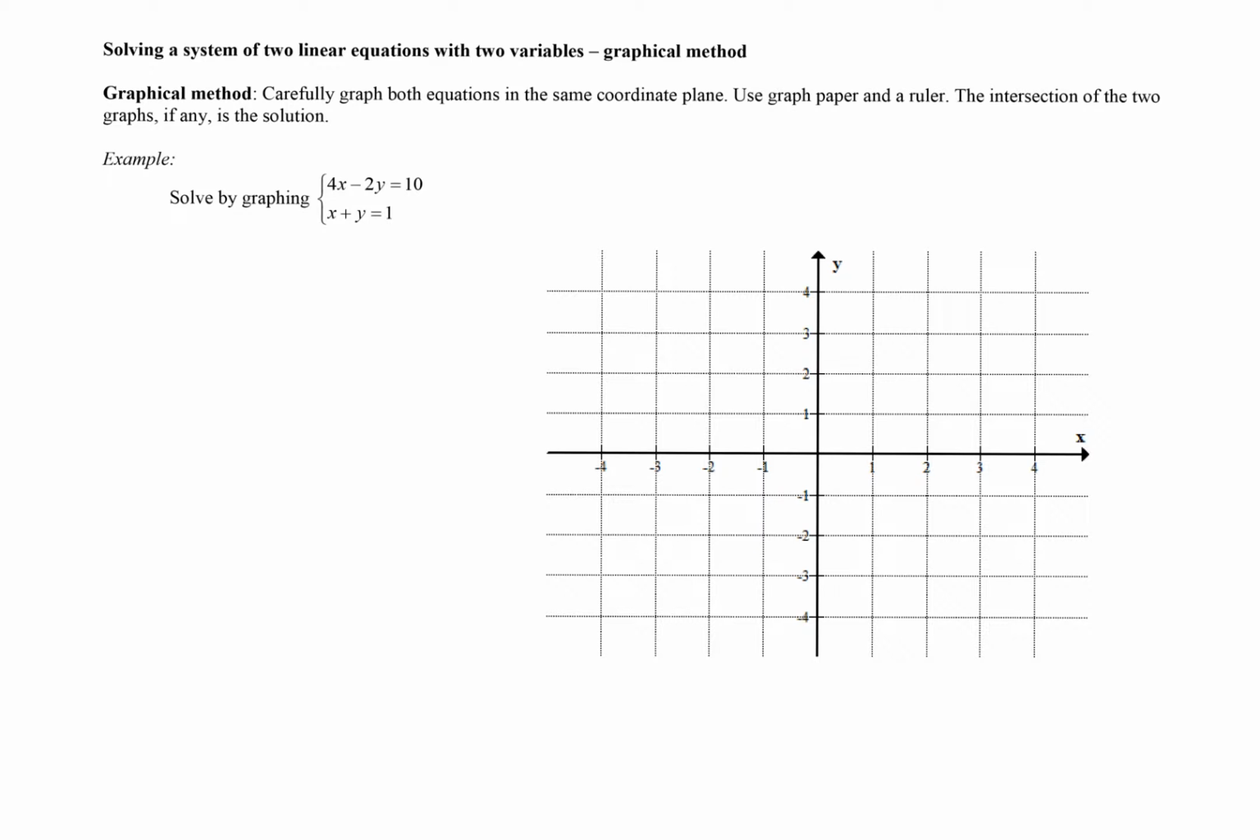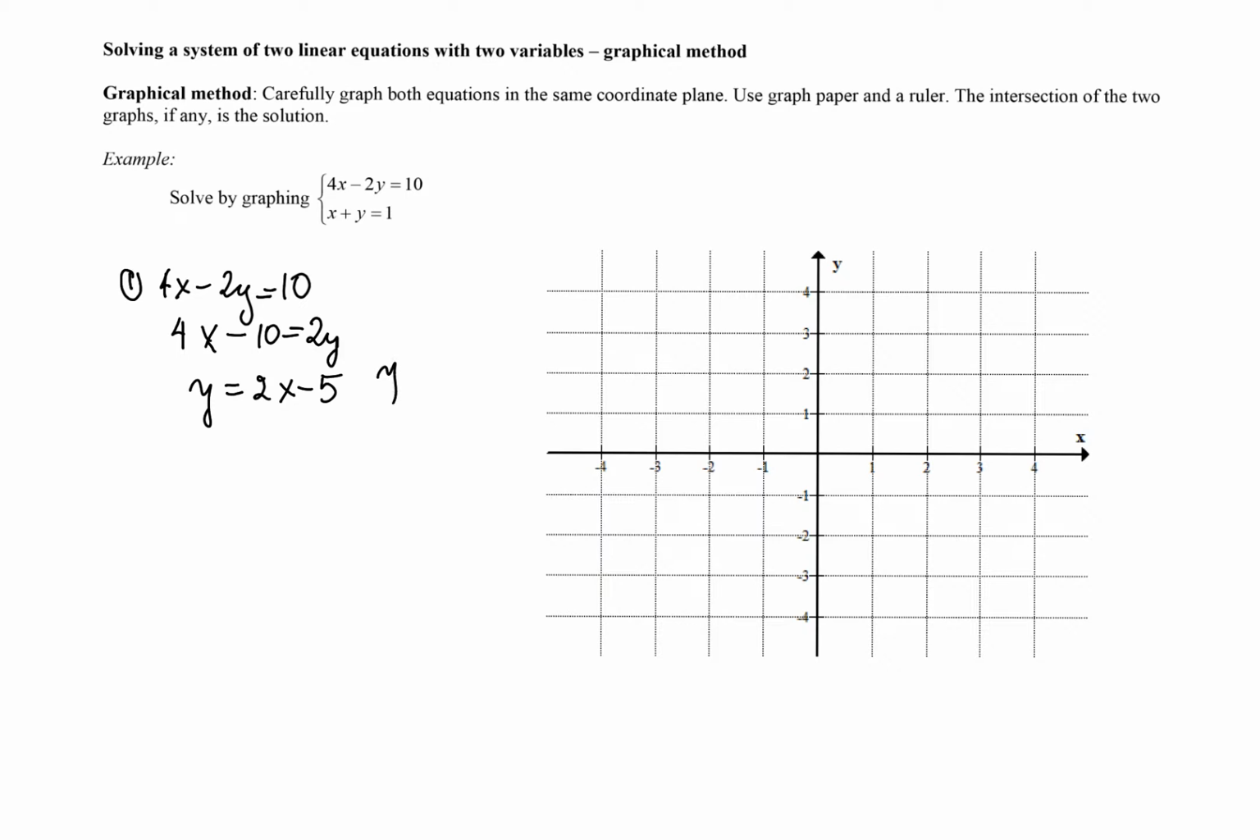So the first equation is the equation 4x minus 2y is equal to 10. To graph this equation, we'll write it in the slope-intercept form. So let's solve it for y. We'll add 2y to both sides and subtract 10. So we'll have 4x minus 10 is equal to 2y. And divide now both sides by 2 and we'll get y is equal to 2x minus 5.